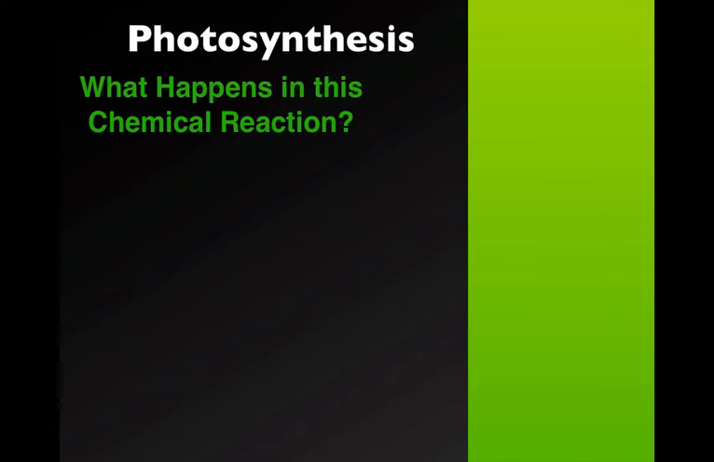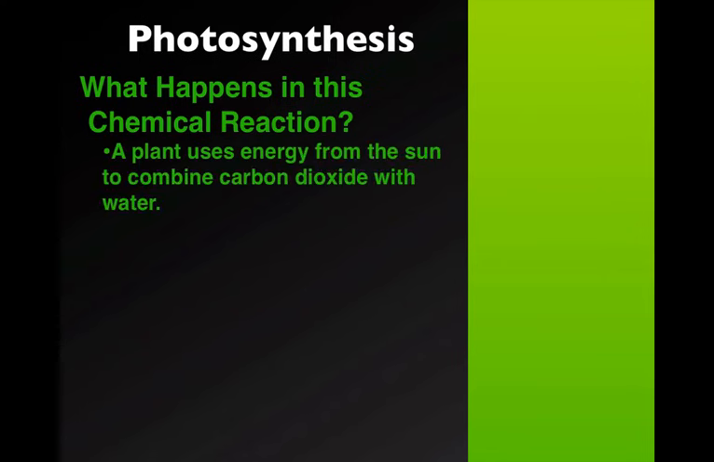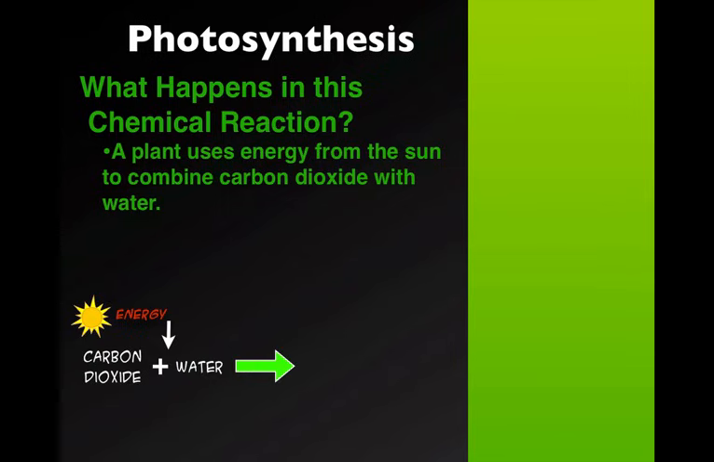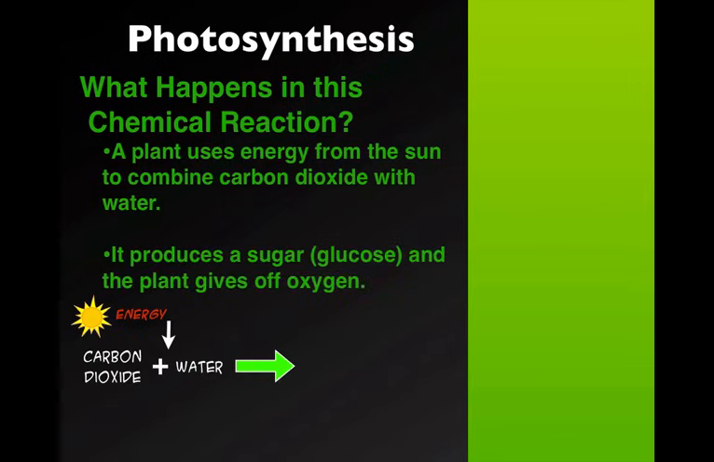So what happens in this chemical reaction? Well, it's pretty simple. The plant uses energy from the sun to combine water and carbon dioxide. Here's a little diagram that might help you out. You've got energy from the sun, and carbon dioxide and water are joined together using that energy. And that produces glucose and also oxygen. So sugar and oxygen are the products.